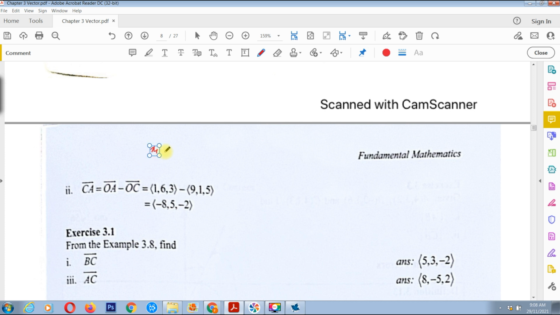Okay, X1, Y1, Z1 minus X2, Y2, Z2. So we will have X1 minus X2, Y1 minus Y2, Z1 minus Z2. Okay, that is the formula. How do we get this?